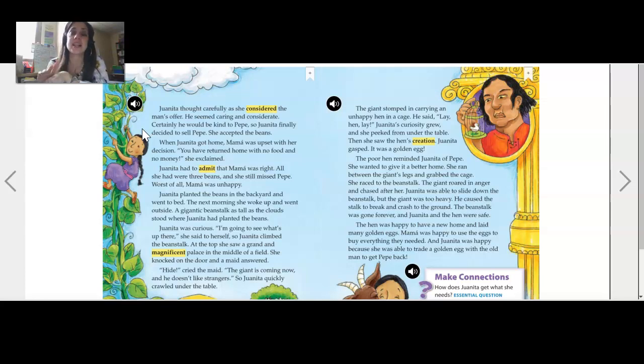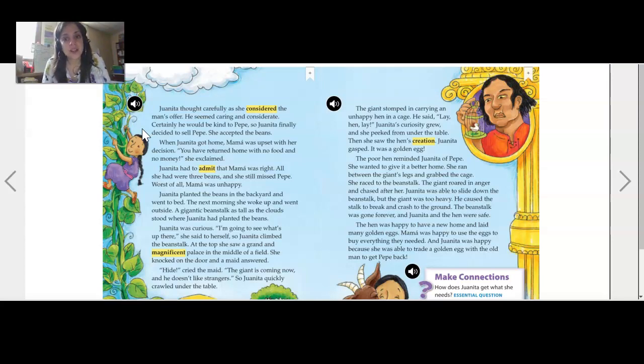Let's read on in that last paragraph. The hen was happy to have a new home and laid many golden eggs. Mama was happy to use the eggs to buy everything they needed. And Juanita was happy because she was able to trade a golden egg with the old man to get Pepe back.